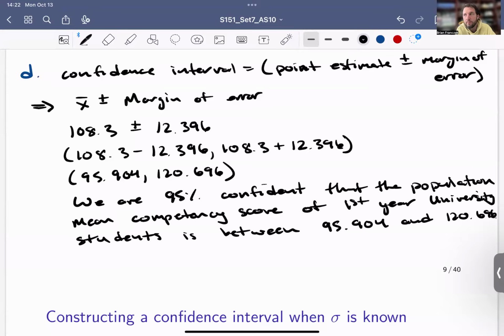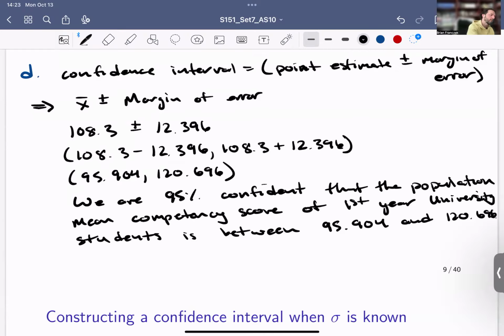And every interval basically has the exact same interpretation. It's just that you change the mean. Like, what is it that you're talking about? What is the variable you are measuring? The bounds are going to change and the percentage is going to change. But that structure is consistent across all intervals. So we are 95% confident that the population mean competency score of first-year university students is between 95.904 and 120.696.